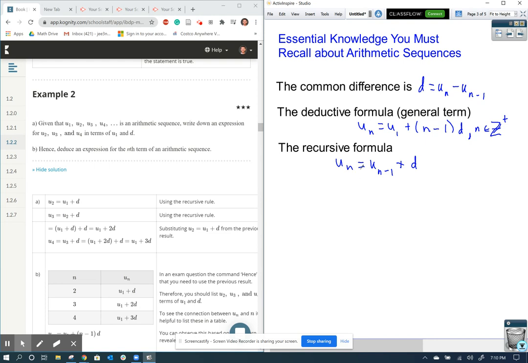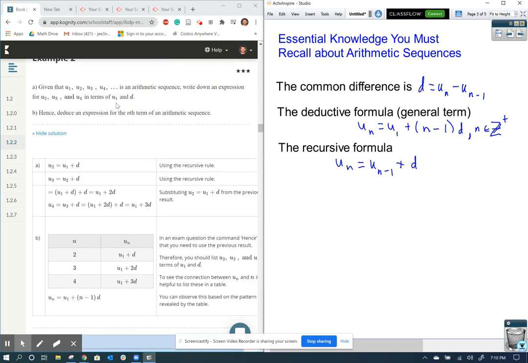That's where a term is the term before it plus the common difference, okay? And that's going to be important for these more algebraic problems where we are writing down an expression for u sub 2, u sub 3, and u sub 4 in terms of u sub 1 and d. So we see this phrase in terms of. This is really important because in terms of means that your final answer can only have u sub 1 and d in it.